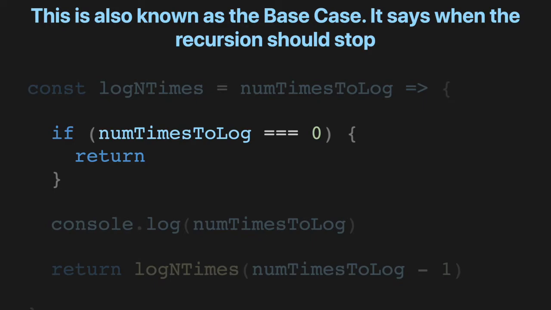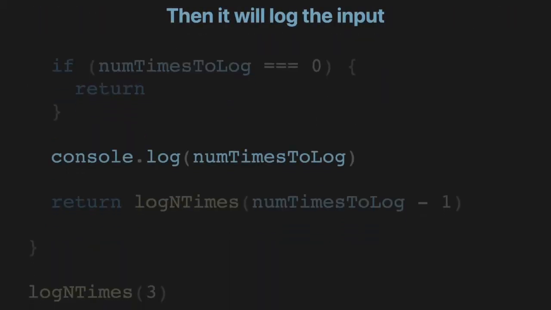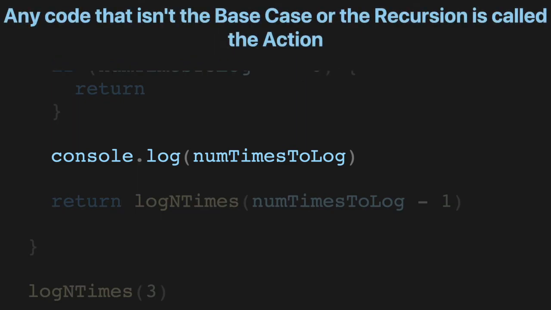Well, this is known as the base case. It says when the recursion should stop. So the condition that says when we should return from our recursive function, that's called the base case. And then it's going to log the input. And then any code that isn't the base case or the recursion is called the action. And sometimes it's kind of nebulous, but that's the way I like to think of it.